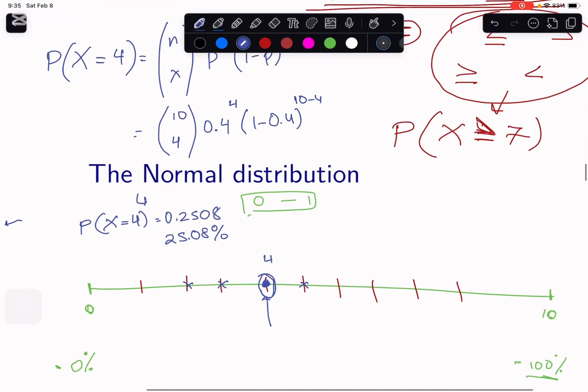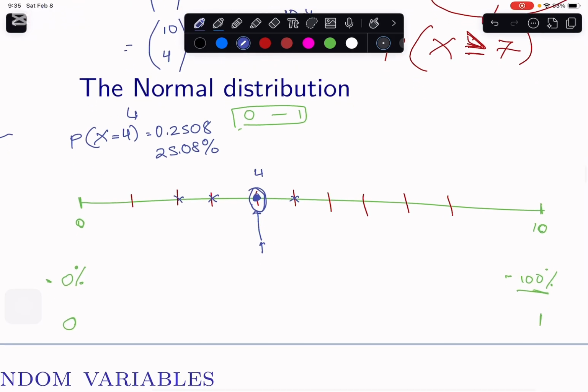So the probability of getting exactly 4 people is 0.2508, or 25.08%.